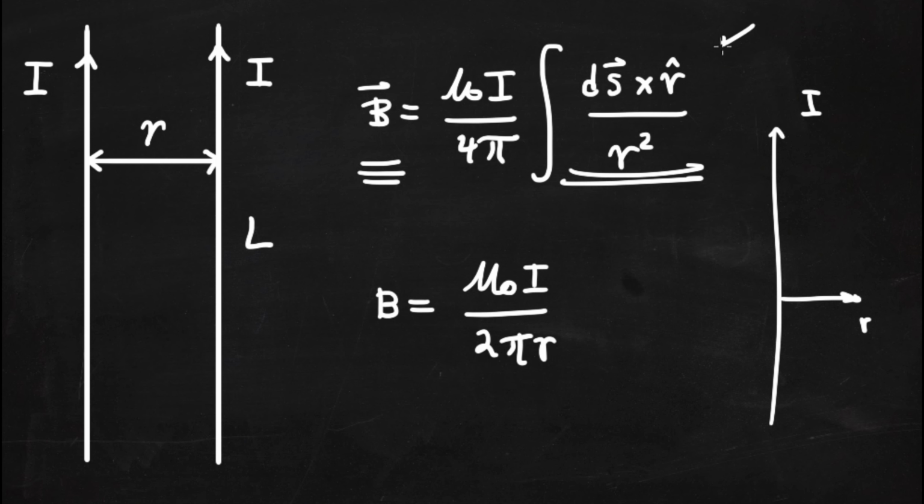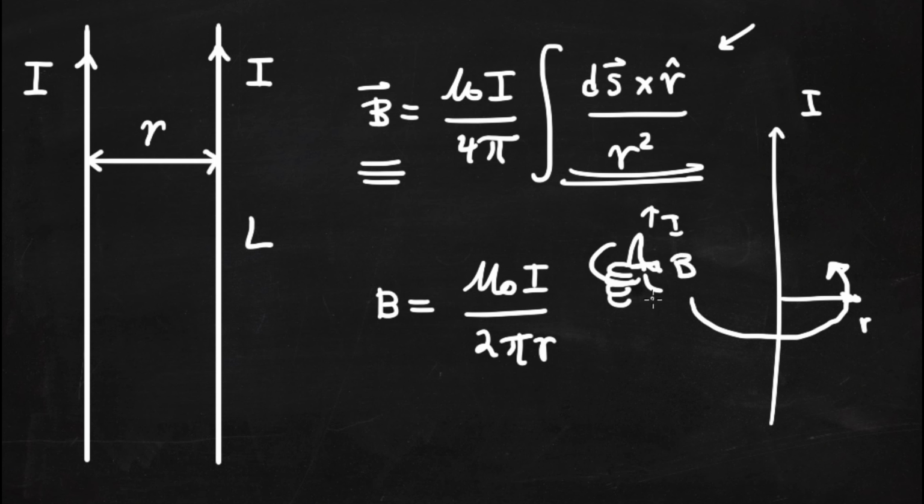Now, what about the direction of the magnetic field? So, this is a cross product right here. It turns out that the direction of the magnetic field is given by a form of the right-hand rule wherein we point our thumb in the direction of the current, and the magnetic field is circular and points in the direction of your fingers at every point. So you point your thumb in the direction of the current, and your fingers give you the direction of the B field.